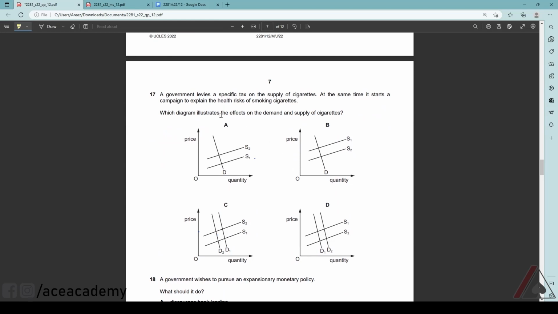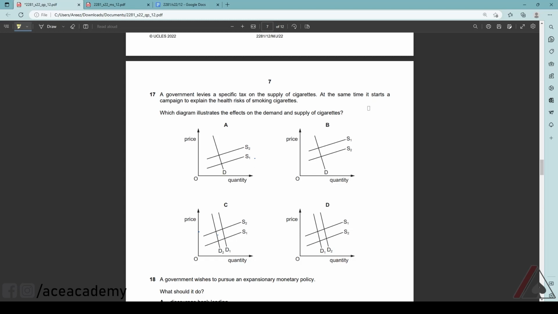Number 17. A government levies a specific tax on the supply of cigarettes. At the same time, it starts a campaign to explain the health risk of smoking. Which diagram illustrates the effects on the demand and supply of cigarettes? Okay, let's try to understand the question. A government levies a specific tax, so there is going to be a change in supply.